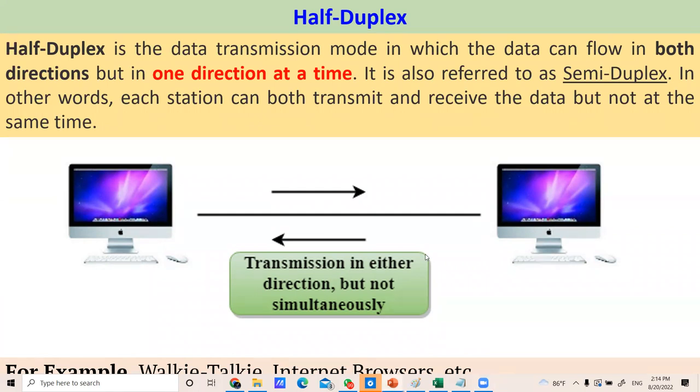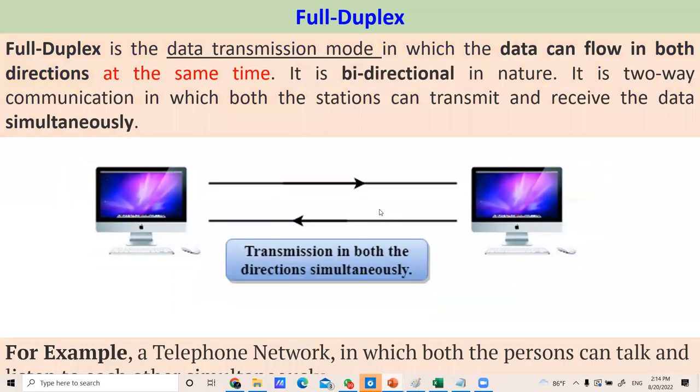Right. Then the third one, full duplex. Here, the difference when compared with half duplex is that full duplex allows both directions at the same time. Transmission is allowed in both directions at the same time.